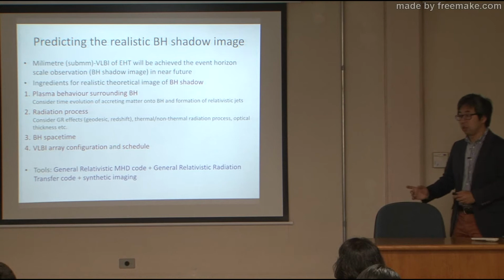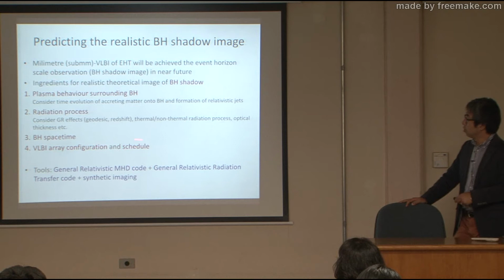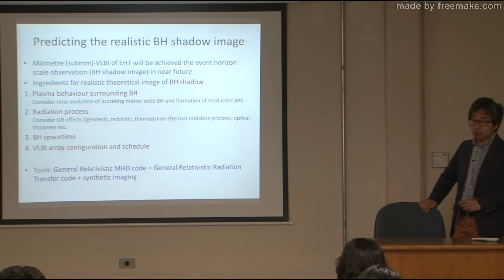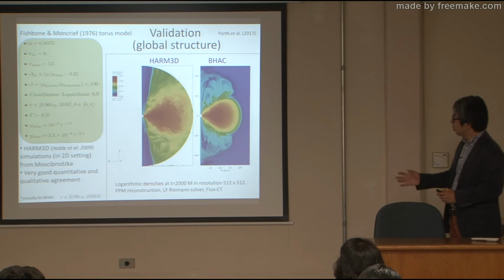And then the VLBI array configuration and scheduling. This gives a more realistic estimate of whether we can see the picture or not. So the tool we are mostly using now is a general relativistic imaging code, coupled with a general relativistic radiation transfer code and synthetic imaging, to consider the VLBI array configuration and the scheduling. I have already shown this in a seminar about the BHAC simulation code.